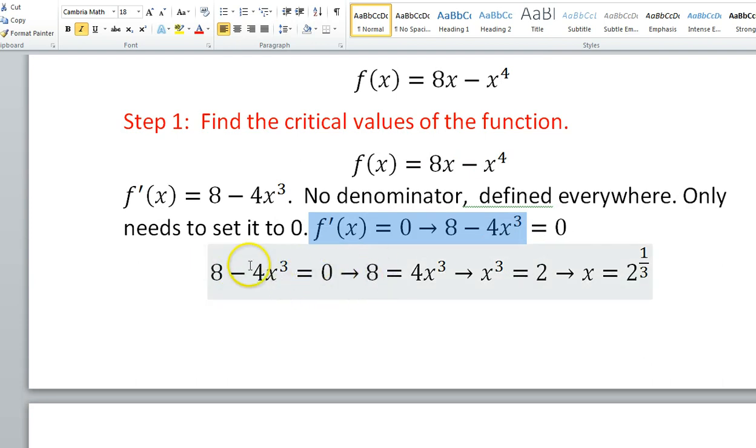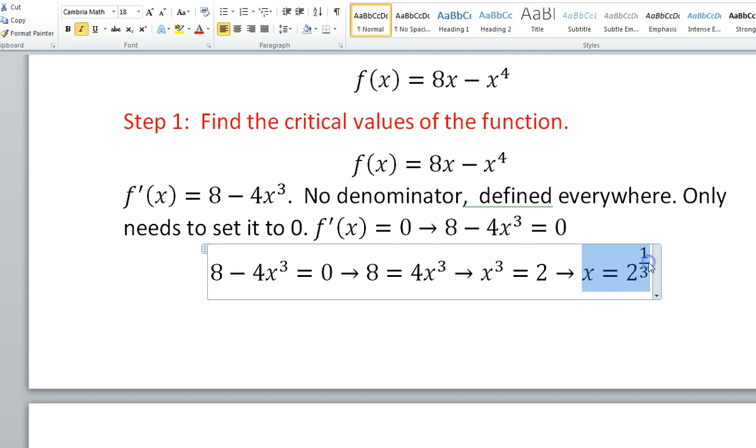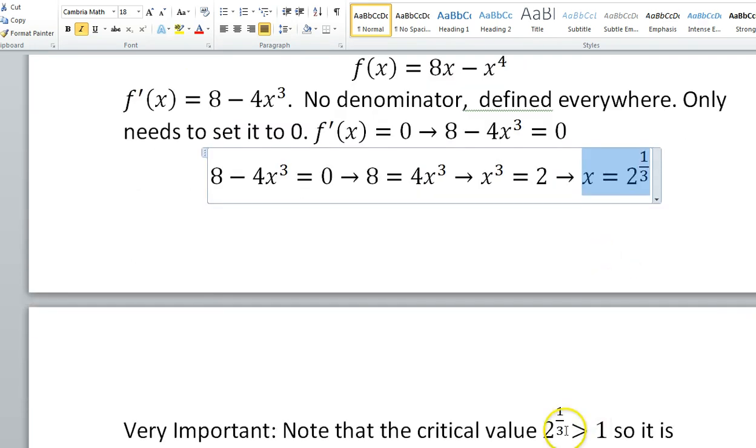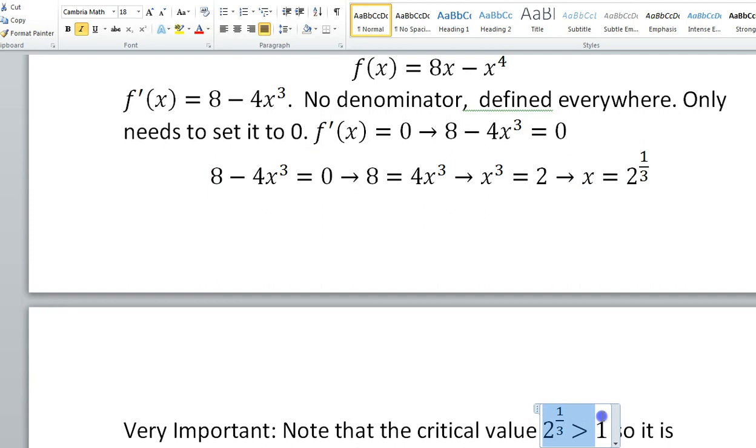If you take this onto the other side, you get 8 equals 4x cubed, and then if you divide by 4 you get x cubed equals 2. If you solve for x, you get the cube root, which is 2 to the 1/3. Now be very careful here. Why am I telling you to be very careful? If you look at 2 to the power 1/3, it's a value which is greater than 1.